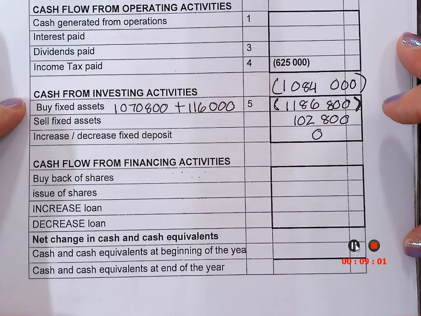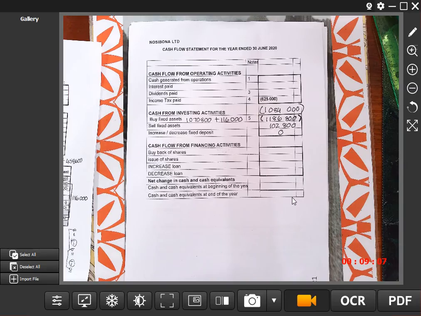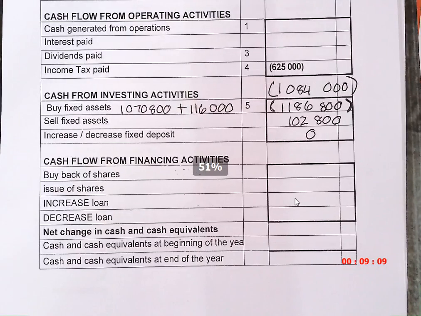I want you now to please finish the rest of the cash flow. I give you 10 minutes. And here we go. So let's start. Cash from operations.